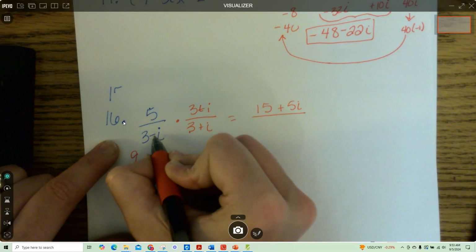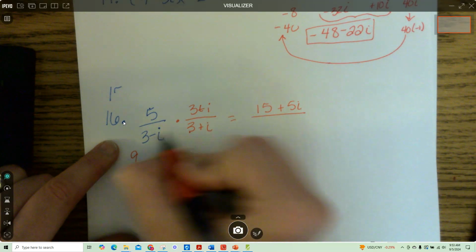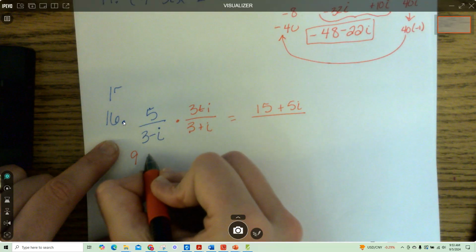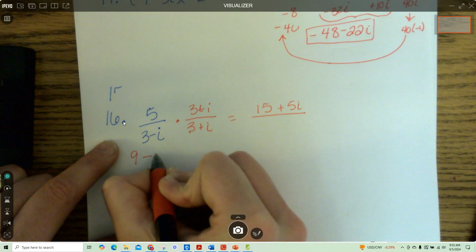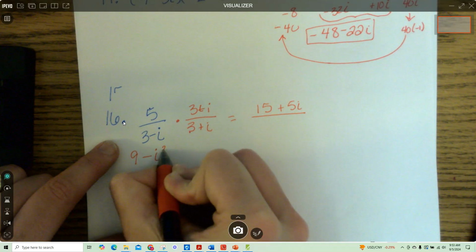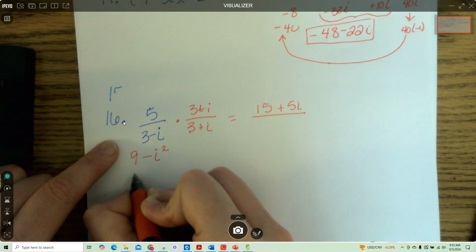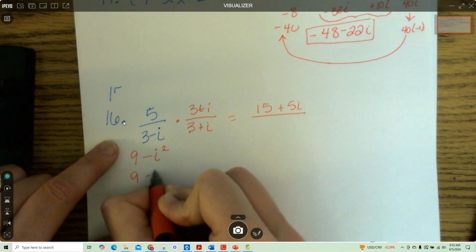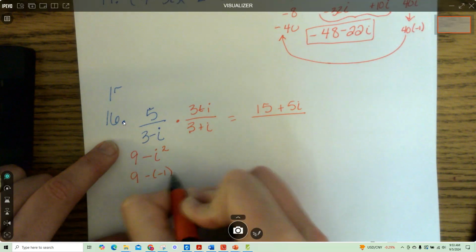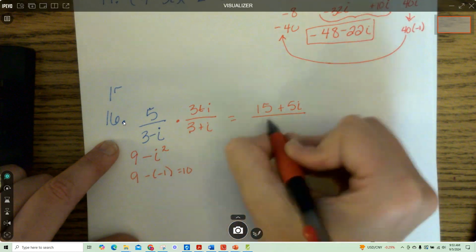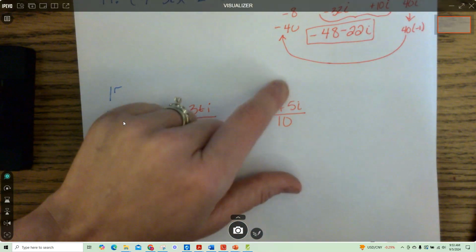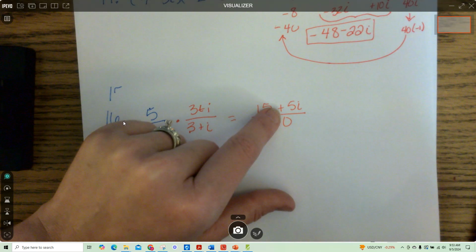But then negative i times positive i is going to be negative i squared. So it would be 10, right? 9 minus a negative 1 would be a 10. Right. Okay. But look, this fraction's not in simplest form.